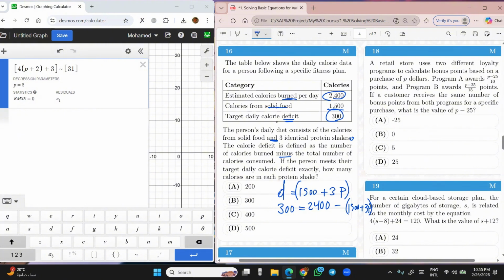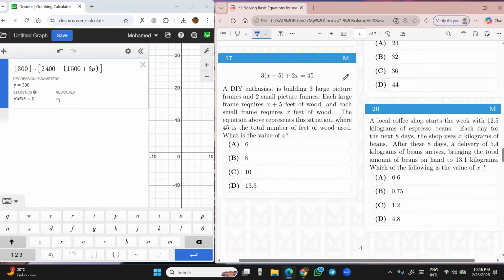And the question, of course, asks about the value of P. If the person meets their target daily calorie deficit exactly, how many calories are in each protein shake? Protein shake is, as we mentioned, letter P. So we can just write this on here and start on the left side, writing 300. And on the right side, we'll write 2,400 minus, and then open the parentheses, protecting everything from this negative sign. 1,500 plus 3P. And then the value of P is equal to 200, which is letter A.